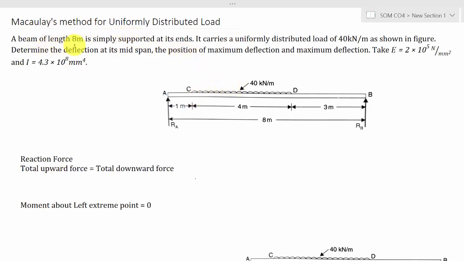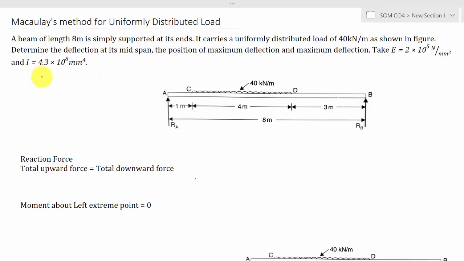A beam of length 8 meter is simply supported at its ends. It carries a uniformly distributed load of 40 kilonewton per meter as shown in figure. Here the image is given in the problem. Determine the deflection at its midspan.